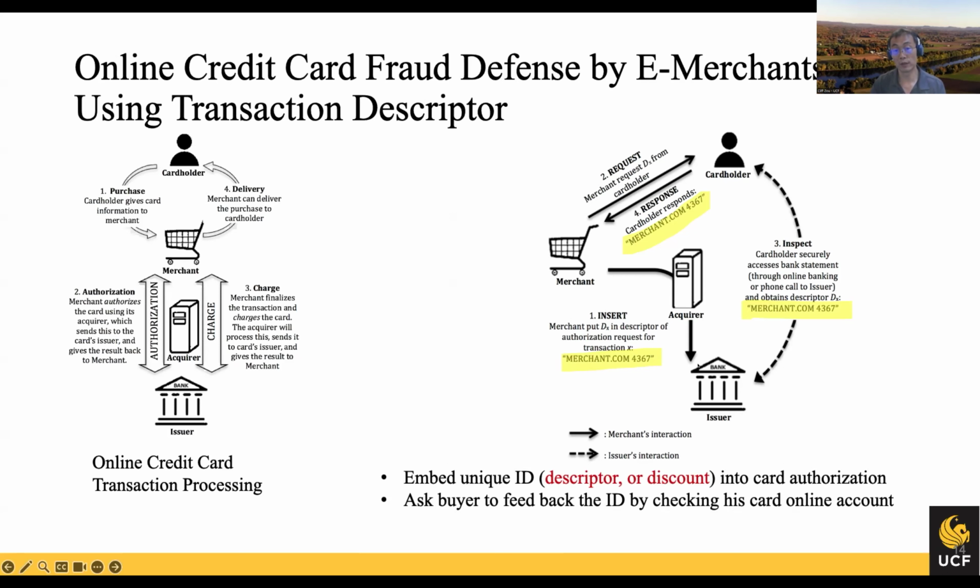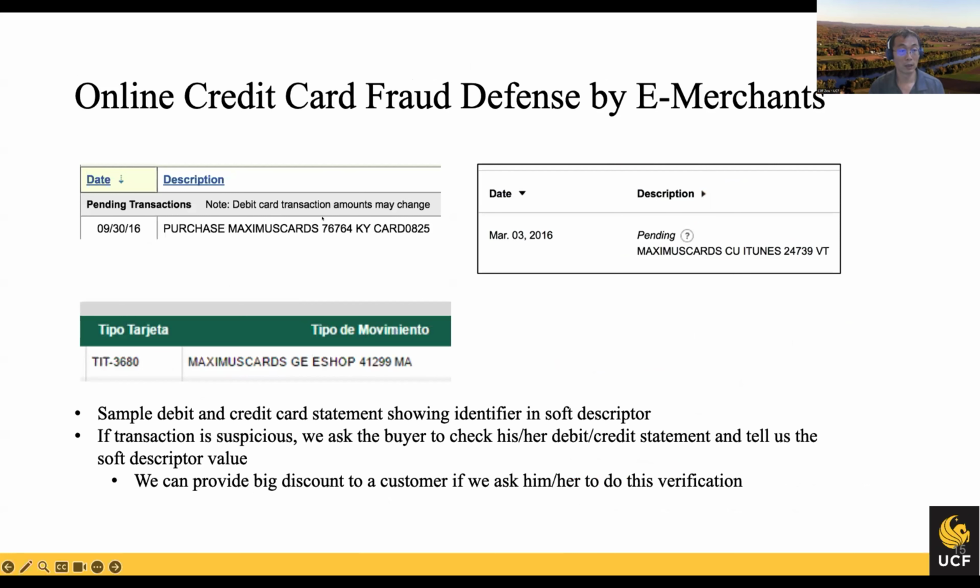The e-commerce site can give a heavy discount to a user who goes through this verification, say 20% or 30% off, to try to remove complaints from users. This has actually been used by our collaborating e-commerce website, and they use it all the time. It's pretty effective. And this is an example. This is a number we add in the description. Normally the descriptor sometimes has a number like a zip code, but we add this unique number in the description for the card holder to tell back to the e-commerce site.